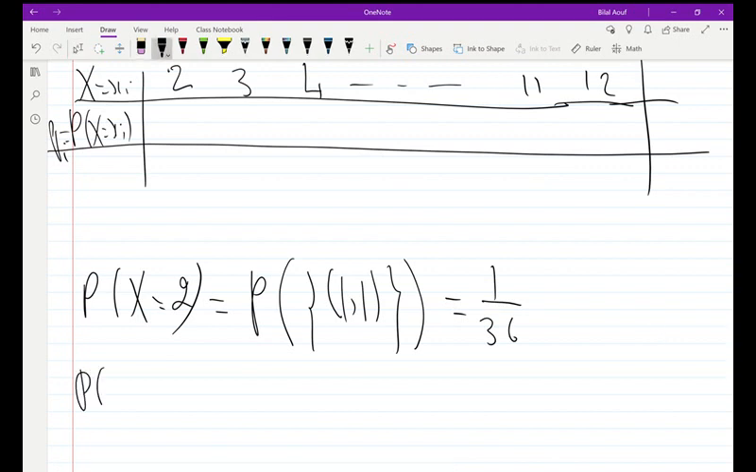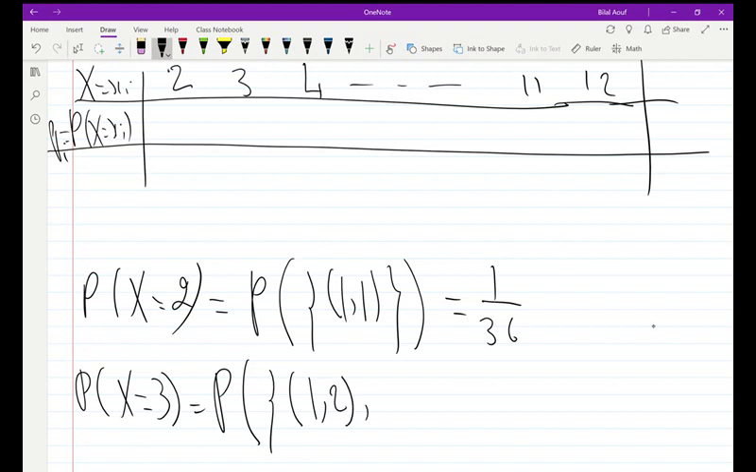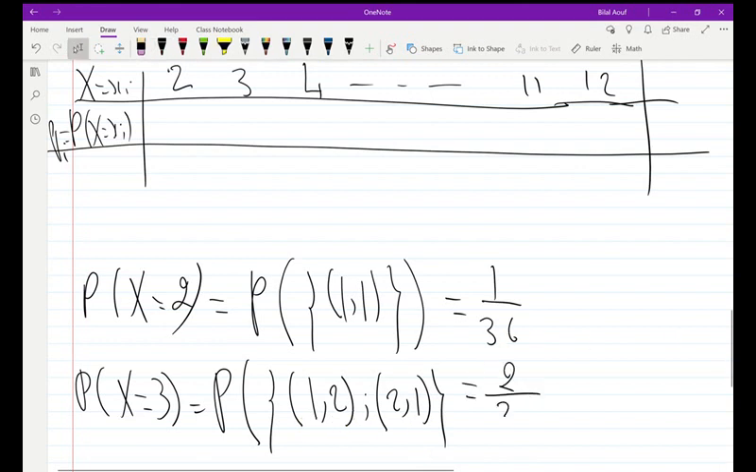Probability of X equal 3. So this 3 comes from the sum of two numbers. 3, it means it's 1, 2, or 2, 1. So it comes from this set: 1, 2, or 2, 1. 1 plus 2 equals 3. 2 plus 1 equals 3. There is nothing else. Only these two. So what is the probability of this set? I have only two members of 36, equal 2 over 36.